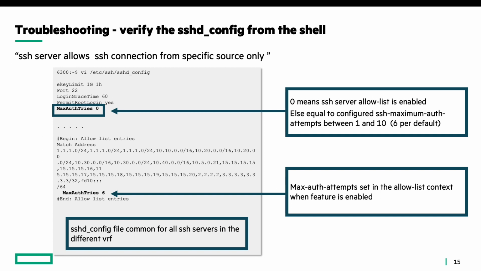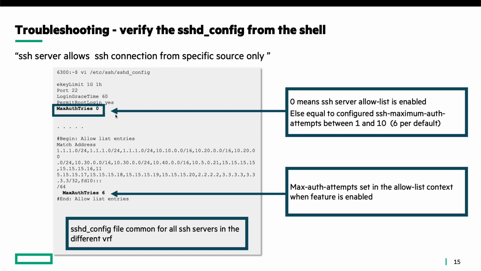So what about this file? As you probably know, we are also able to enter the Linux kernel of the operating system of the Aruba OS-CX switch with the start-shell command. And we can see how this feature, the SSH server allow list, is populating the sshd_config file. It's a config file for the SSH daemon that is run when you restart the SSH daemon.